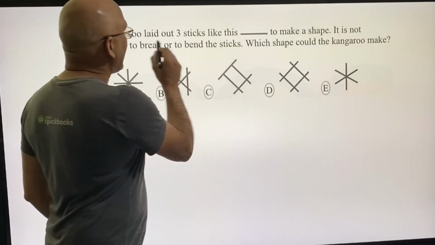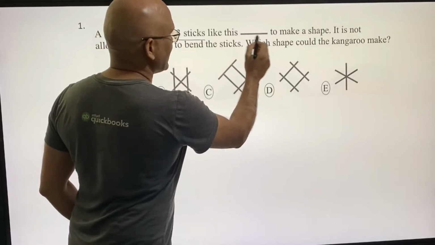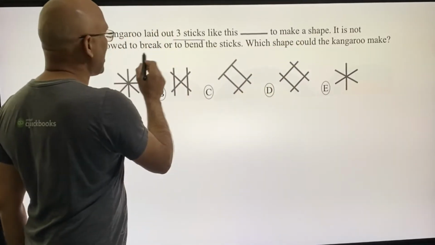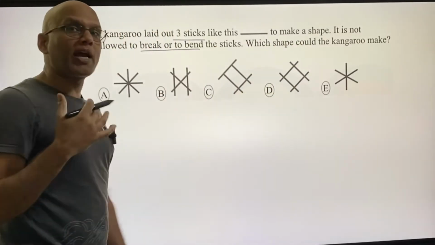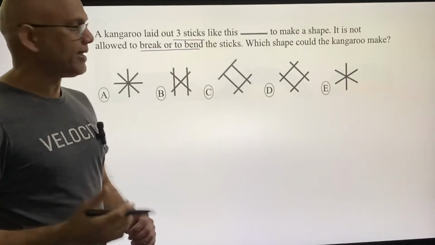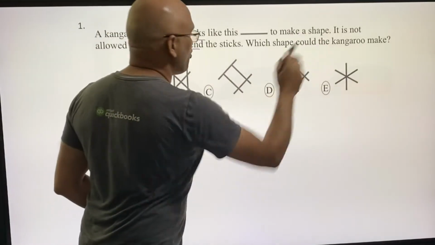A kangaroo laid out 3 sticks like this to make a shape. It is not allowed to break or bend. So the kangaroo cannot break the stick or bend it. Which shape could the kangaroo make?